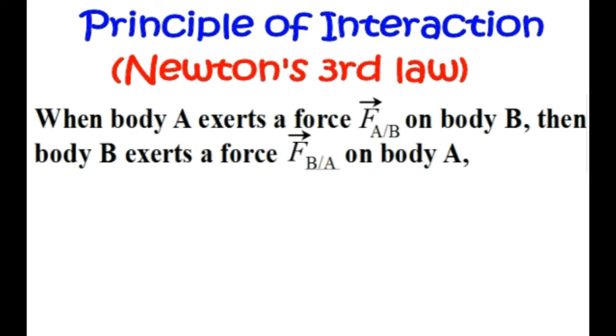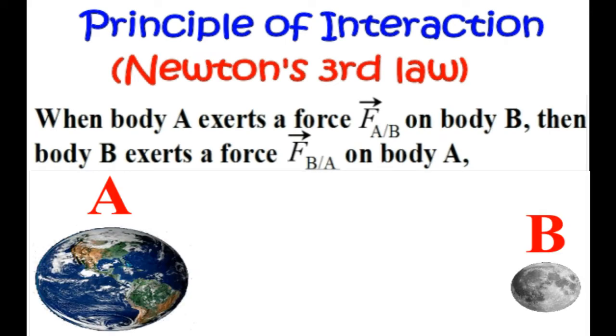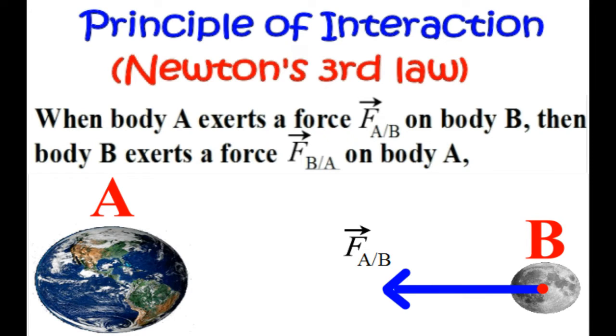If we have two objects, body A and body B, here body A is the Earth and body B is the Moon. When body A exerts a force Fa on B, the Earth will exert a force on the Moon, which is a force of attraction. The Earth attracts the Moon towards it. We call this force A on B, which means that A is doing the force, on B, and B is receiving the force. So we will draw the force on B, since B is the body receiving the force.